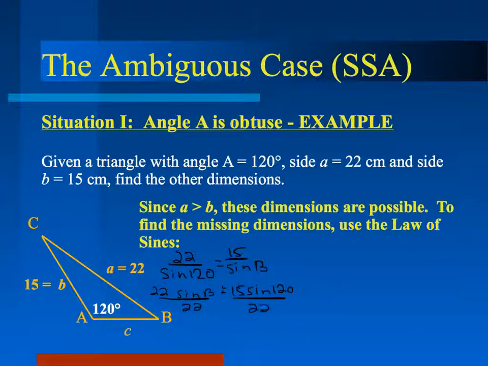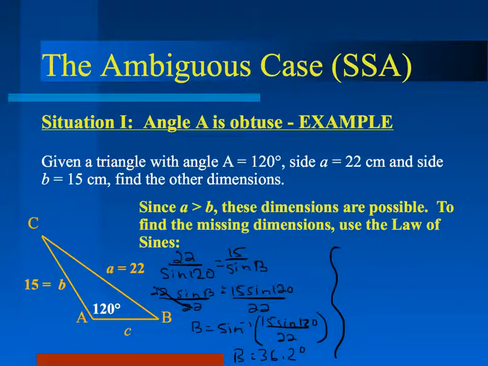But now to get B by itself, I need to use the sine inverse of the lovely fraction that I have up there. And that's when a calculator is going to come in very handy. So we find out that B is about 36.2 degrees.